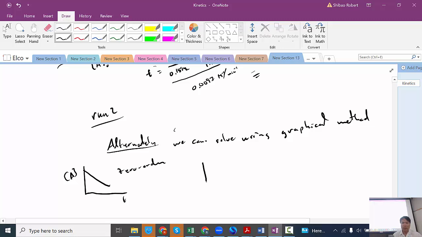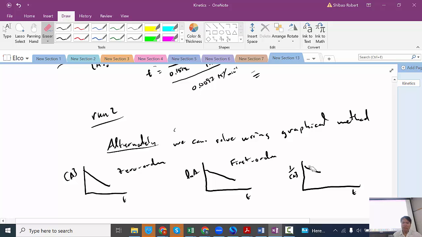Or two, the ln of A plot. We just look for which plot is linear or most linear. ln of A versus T plot is linear. This is going to be first order. Or the third option is if the 1 over A concentration versus T plot is linear. Oops. This one's going to have a different slope though. This one should have a positive slope. Then this is second order.